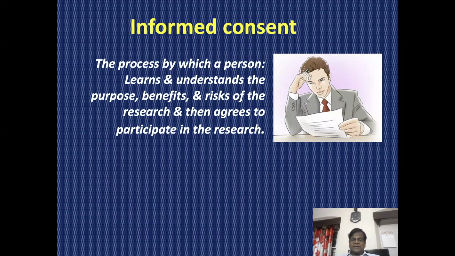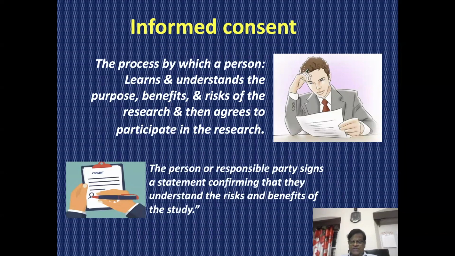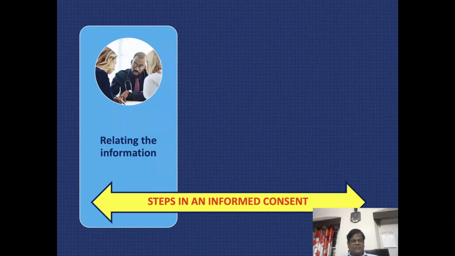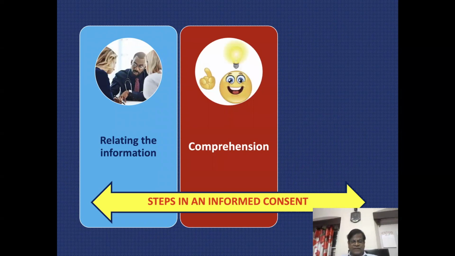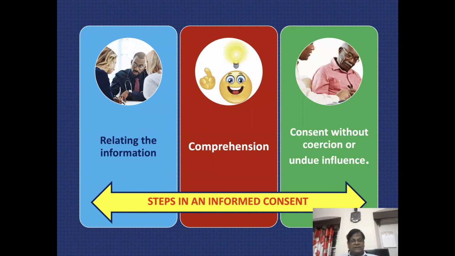Informed consent is a process by which a person learns and understands the purpose, benefits and risks of the research and then agrees to participate in the research. The person or the responsible party signs a statement confirming that they understand the risks and benefits of the study, and they sign it without coercion. That is the most important thing. So the three important things in informed consent are: first, you relate the information to the study participant; second, you ensure that he understands it; and third, after understanding it, he consents without coercion.